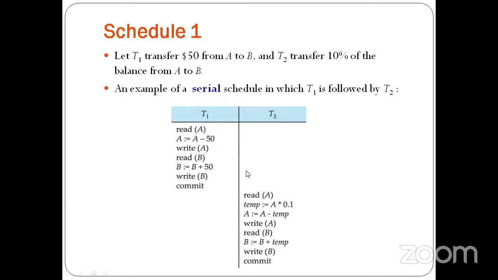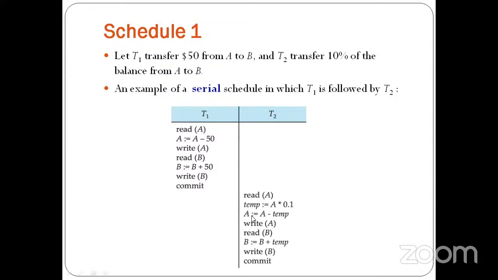Okay, next T2. What is T2? T2 should transfer 10% of balance, right? So first it is going to read A. How much amount is that? Next, temp equal to A into 0.1. Why? Because we need to transfer 10% of balance from A to B. So temp equal to A into 0.1.